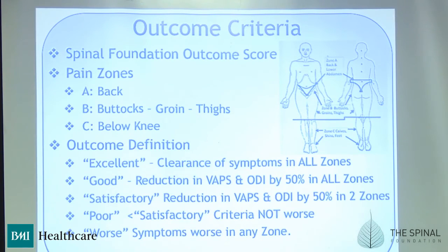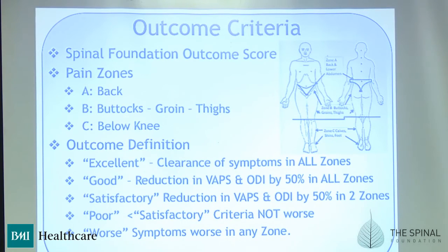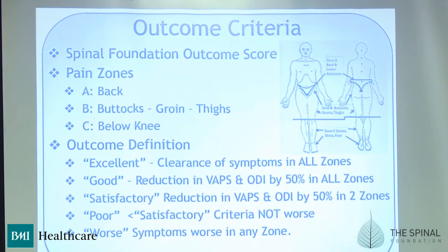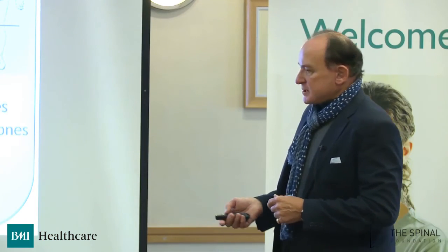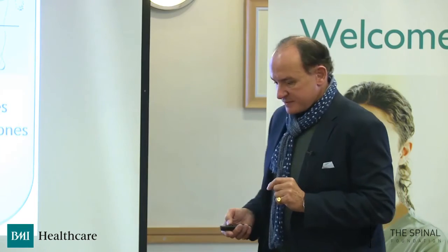But they only told us that we had had a good effect on them if we had at least halved their back pain, halved their leg pain, and halved their below knee pain. So that was our definition, which we took from them. Satisfactory meant we could achieve that in at least 2 of those zones, and poor was if we didn't meet the 50% barrier in any one of those levels, and worse if they were obviously made worse.